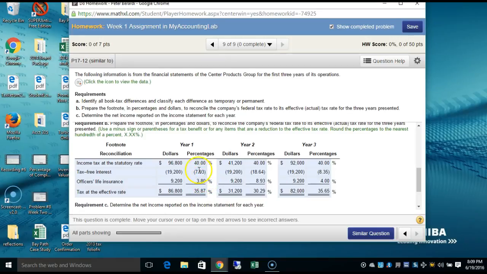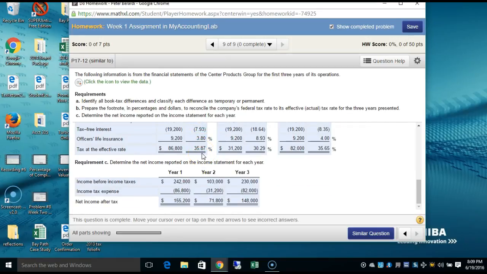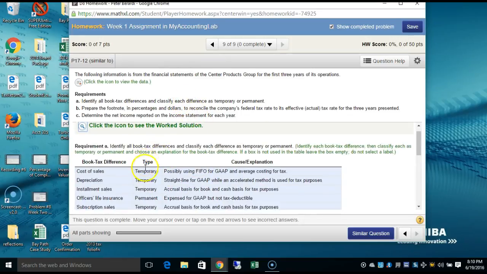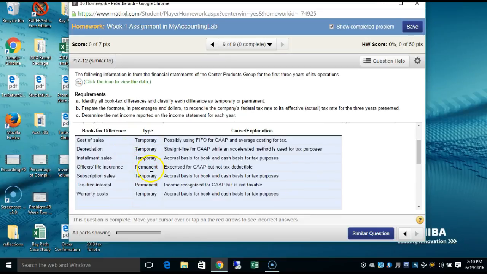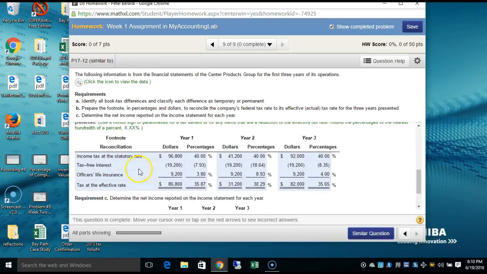Determine net income reported on an income statement for each year. Very simple. You take your income before taxes under GAAP. You subtract your income tax expense, which is computed in the schedule right above it, to get net income after tax. And that's all you really need to do with that solution. Probably the hardest part here is not getting temporary and permanent confused, and knowing that your footnotes, your statutory versus effective tax rate, only deals with permanent differences in taxes, not the temporary.